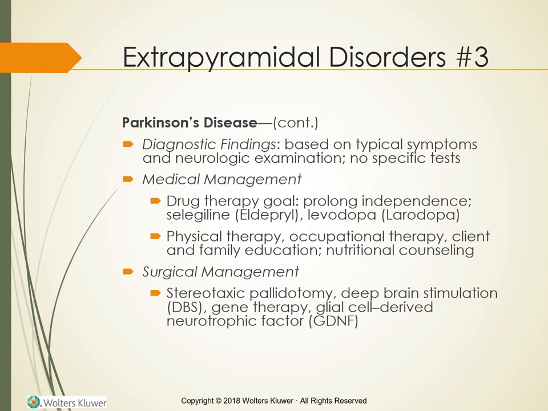Currently, there are efforts to manipulate a gene for glutamic acid decarboxylase. This enzyme is key in the production of the inhibitory neurotransmitter GABA, G-A-B-A, gamma-aminobutyric acid. Researchers think that increasing GABA may inhibit the neurostimulating effects from the globus pallidus, similar to the effect achieved with the deep brain stimulator. Still another research approach for Parkinson's is to enhance glial cell-derived neurotrophic factor, GDNF.